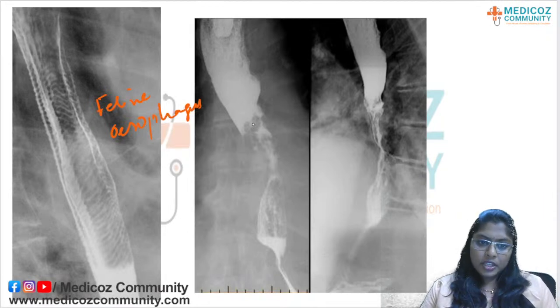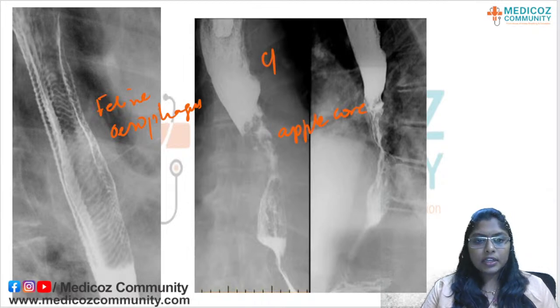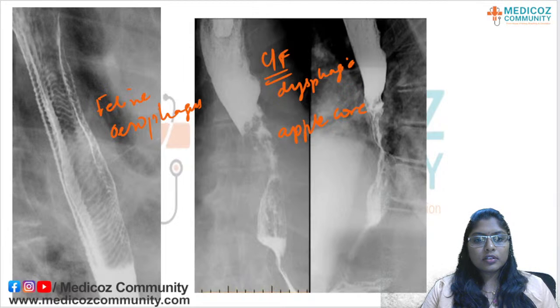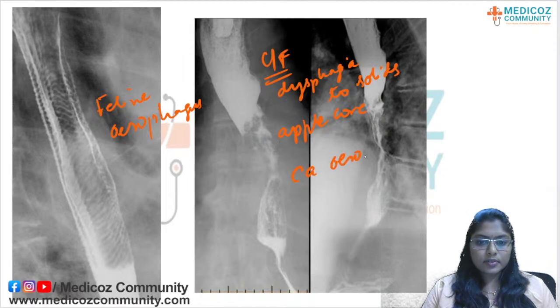In this image, we are able to see multiple irregular filling defects, as well as complete narrowing and strictures. It is looking like an apple core. Also, in clinical features, there will be dysphagia only to solids. Okay, that is characteristic. This is for carcinoma esophagus.